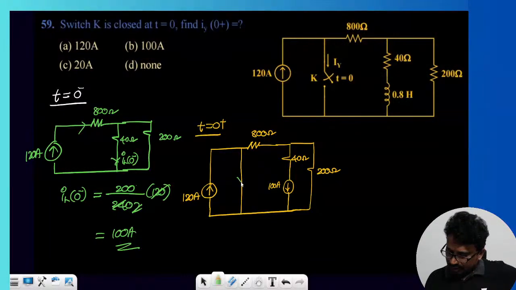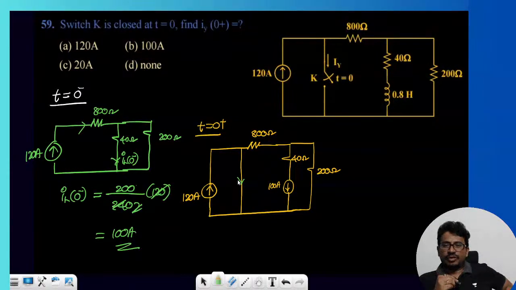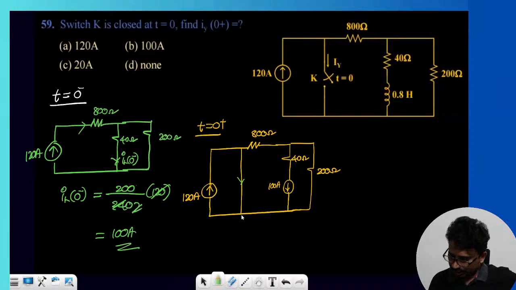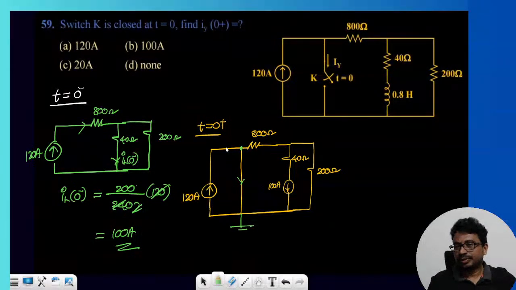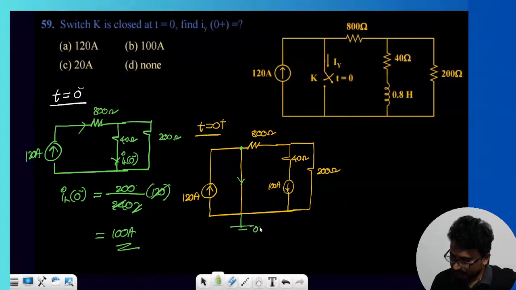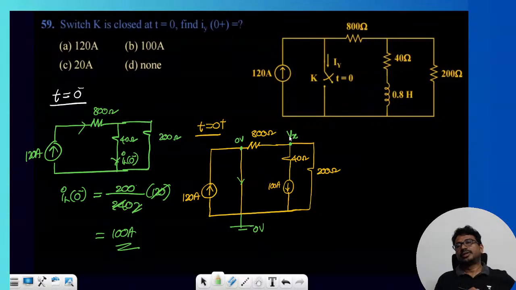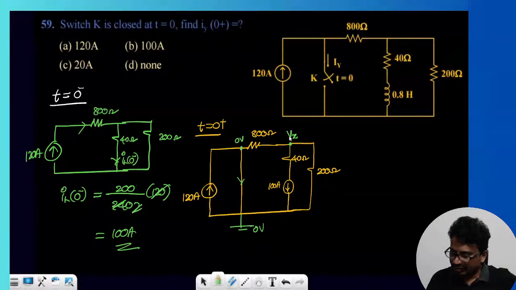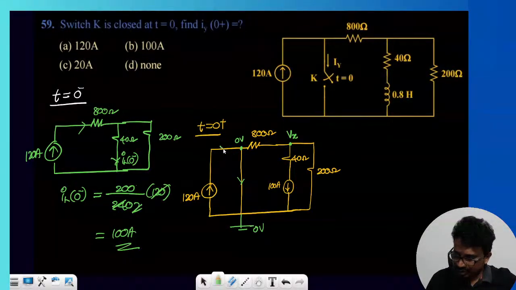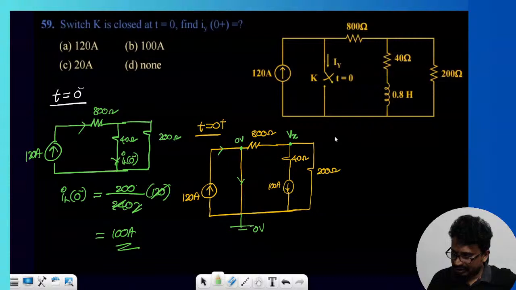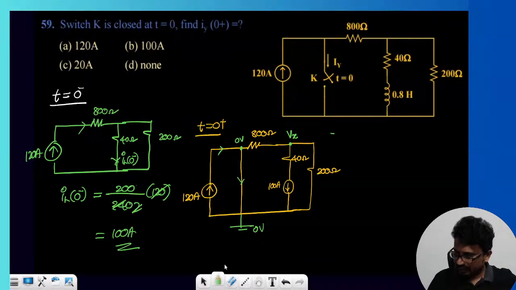Yeah, now we need this. Tell me what this current will be. Can I say this current is directly 200? No, we can't say that here. We need to understand that this voltage is 0 and this voltage is also 0. If I call this voltage Vx, we can write the nodal equations to get the Vx value. The entering current is given as minus 120. So this is minus 120.